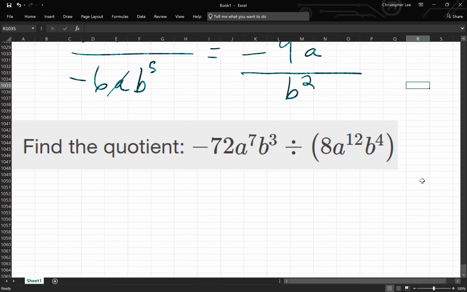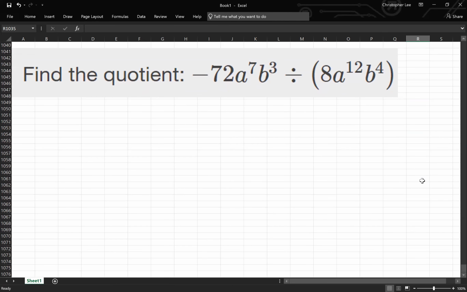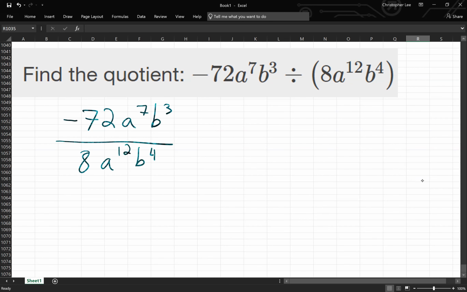All right, let's take a look. So I have -72 a to the 7, b to the 3rd, over 8 a to the 12, b to the 4, all right? Now we know a negative divided by a positive is going to be negative, right? And then 72 divided by 8, let me think, what is that? That's, yep, that's 9, right? So -9.